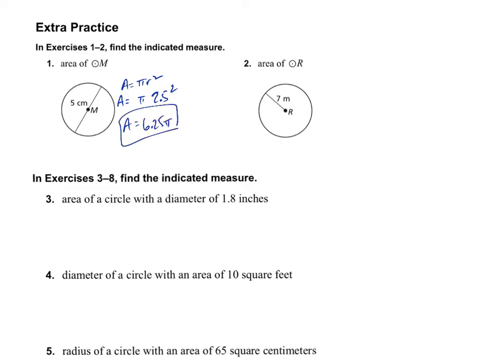And just leave it in terms of pi. Over here, we need to find the area of circle R. The area is going to be pi times the radius squared again. The area equals, this will be 49 pi when we take that 7 and square it.